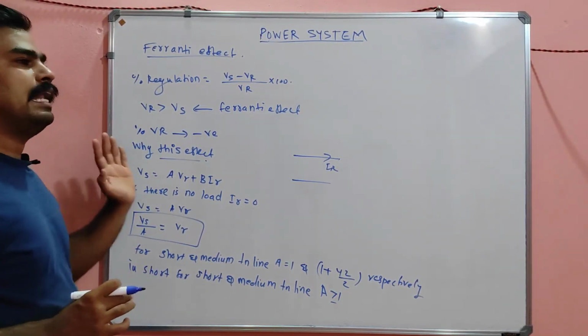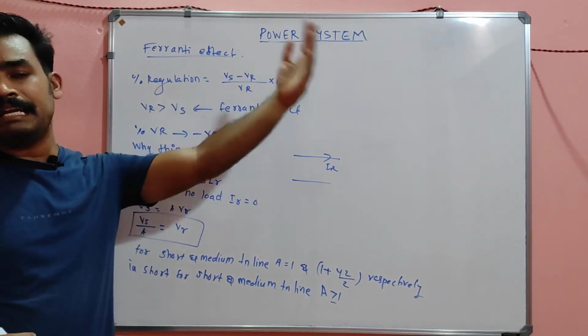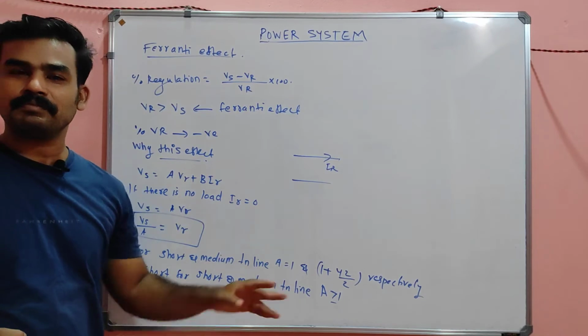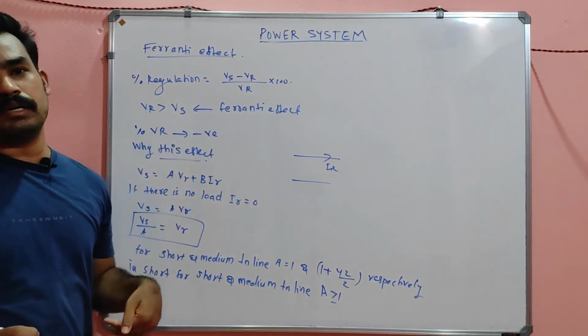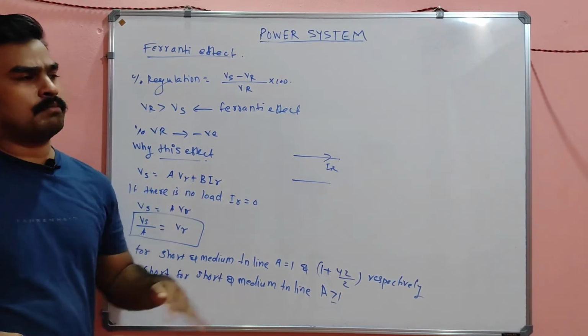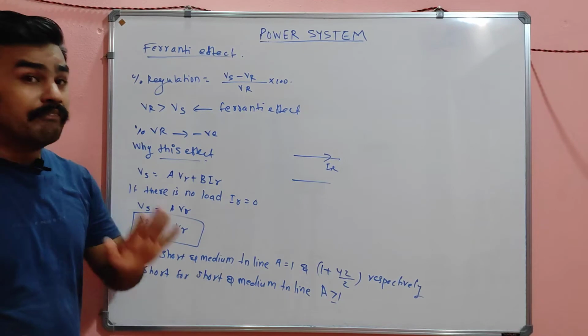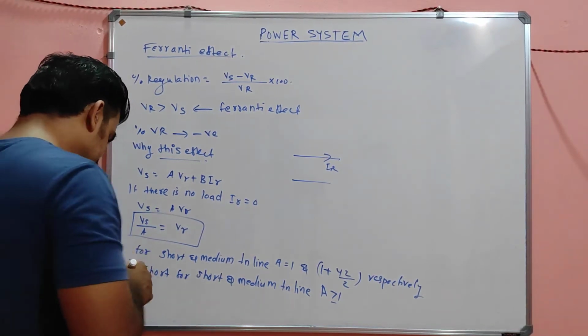That means the line will be smoothly delivering power. The output voltage, I mean the end voltage, will not be greater than the sending end voltage. Maximum it will be equal to the sending end voltage for a short transmission line, but for a medium transmission line, the receiving end voltage will not be greater than the sending end voltage.